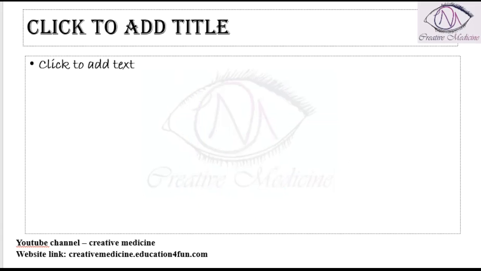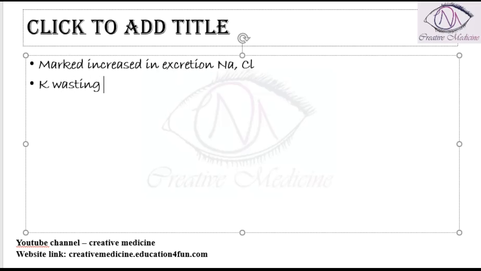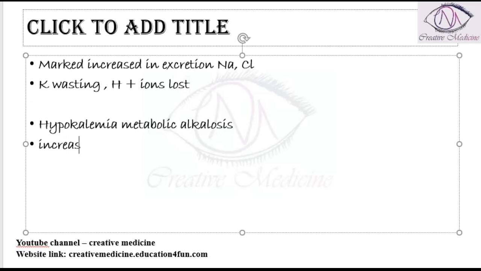Because of this blockade of the sodium potassium 2 chloride transporter, there is a marked increase in excretion. Sodium will be lost, chloride will be lost, and potassium wasting will be there. Because of this potassium wasting, it causes hypokalemia, and H plus ions will also be lost, so this will result in metabolic alkalosis. In the urine, there is also increased loss of calcium ions and magnesium ions.